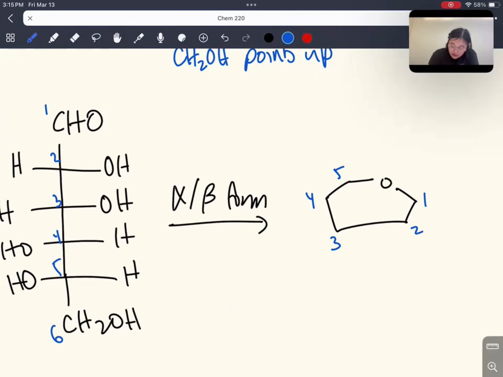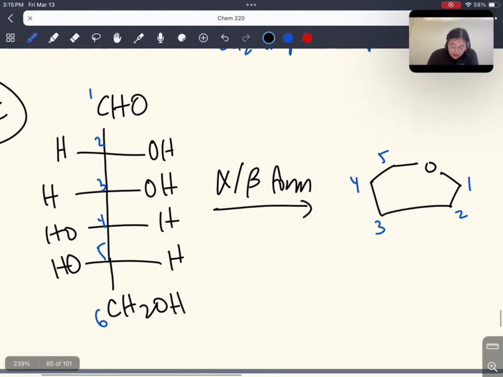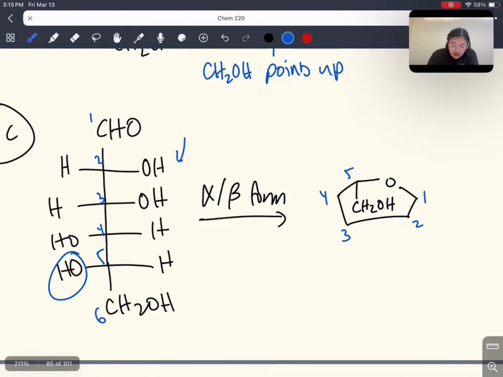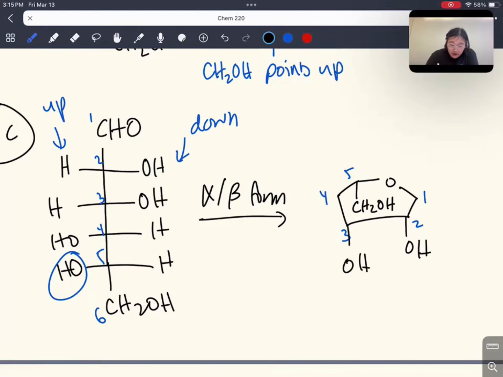Okay. First off, our OH group on the bottommost chiral carbon is located on the left. So this time on carbon 5, we are going to draw our CH2OH group pointing down. And then remember that the OH groups on the other chiral carbons that are on the right side will point down. On the left side, they'll point up. And so if we look at carbon 2, our OH group is on the right, so it's going to be drawn downwards. Carbon 3, our OH group is also on the right, so it's going to point down. Carbon 4, our OH group is on the left, so it's going to point up.